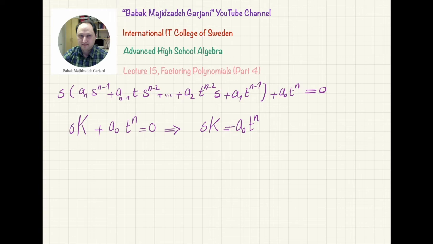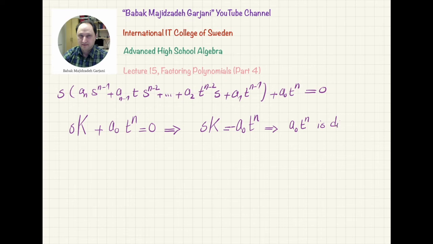Okay, so what does it mean? It means that s here is a factor of this expression. Why? Because s multiplied by an integer gives this integer. So this means that s itself is a factor of this. So then this means that a_0 t^n is divisible.